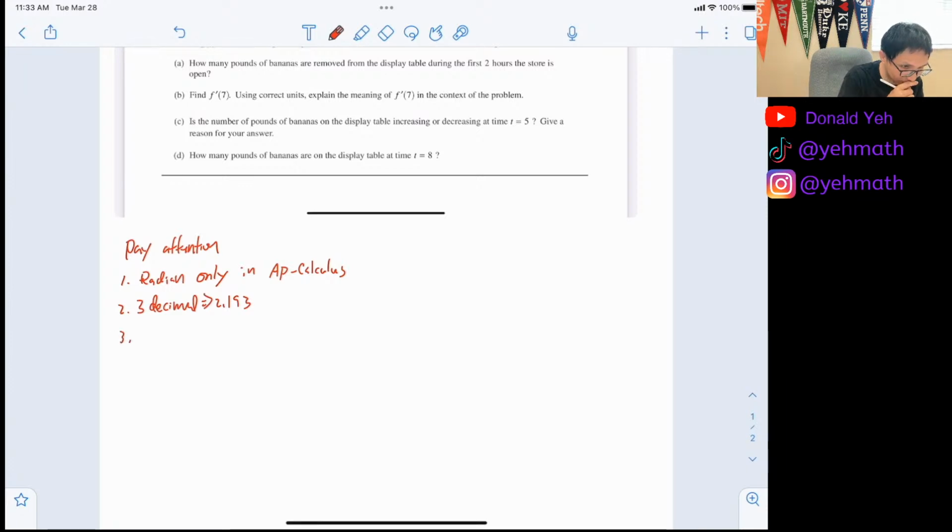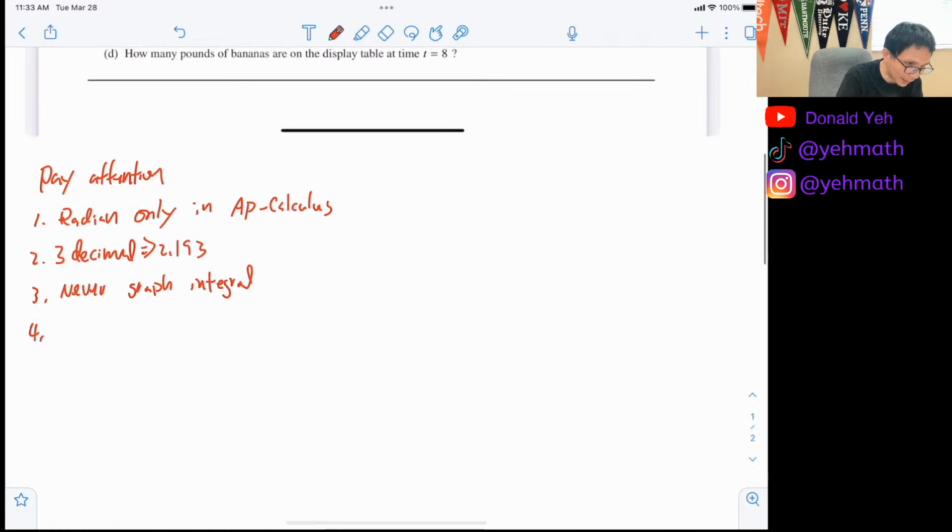Third thing: never, ever graph an integral. This is how you freeze your calculator. Don't ever type in the integral sign on the graphing part. That's where the circle thing comes out and just keeps spiraling. You don't want to do that. I think the TI-Nspire can probably push it a little bit faster, but it's still going to stall your calculator for a long time. You don't want to do that.